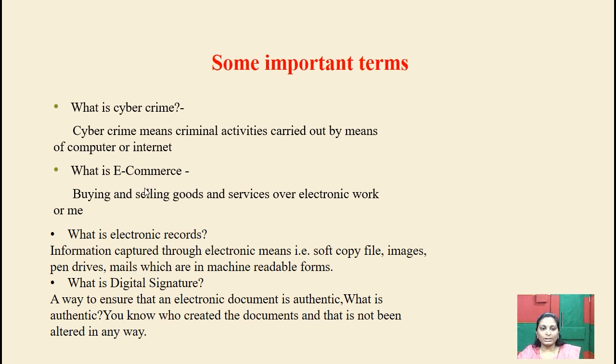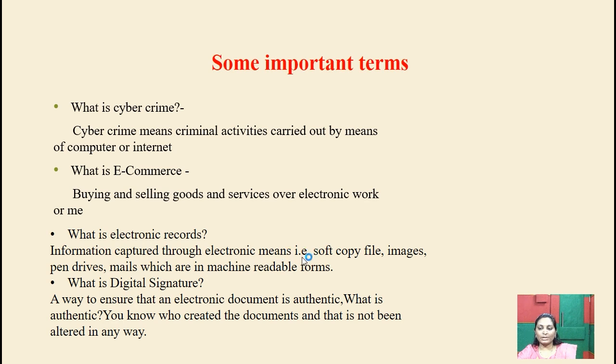We can buy or sell goods or services over an electronic network, meaning over computers, using websites. We know that some websites, like Amazon and Flipkart, are ones from which we can shop online. There are various websites, like Myntra, which can sell and which can buy goods. Okay. Next, what are electronic records?